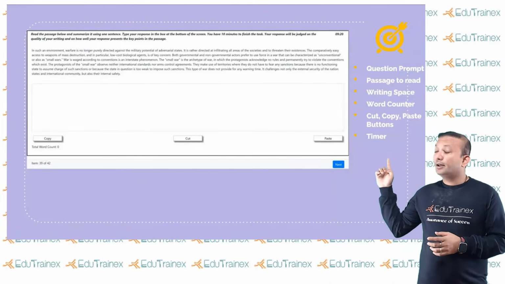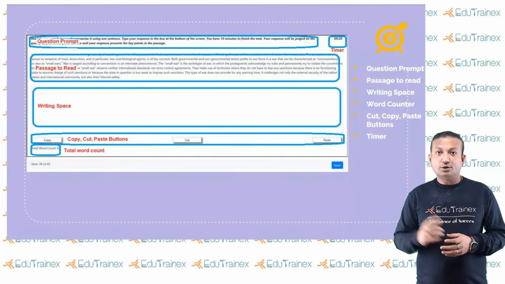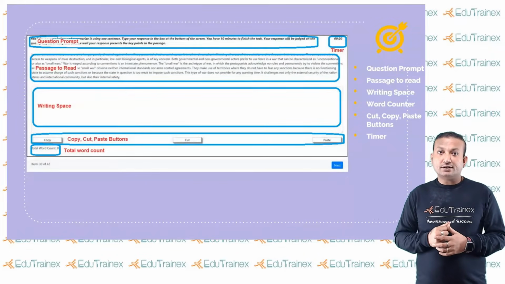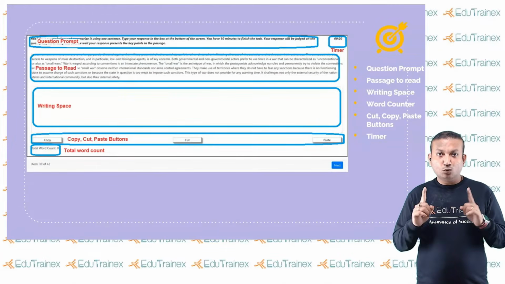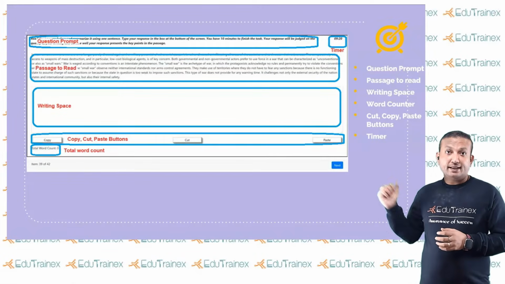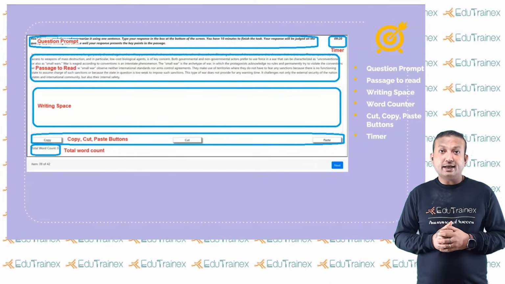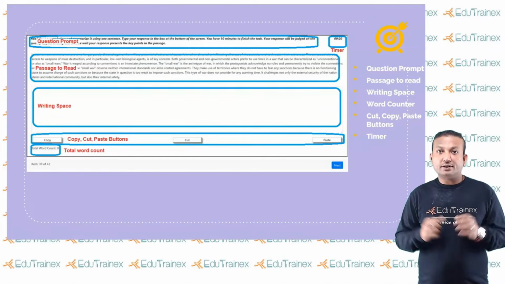So this is how you see the Summarise written text questions in the test. On the top, you can see the instructions, which tells you that you need to summarize the text in one sentence and also tells you about the time. Just below that, you see the reading text that you need to read and summarize. And below the reading text, you have the writing space where you need to type your response.